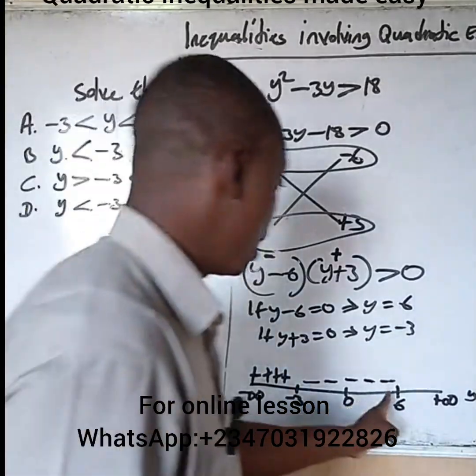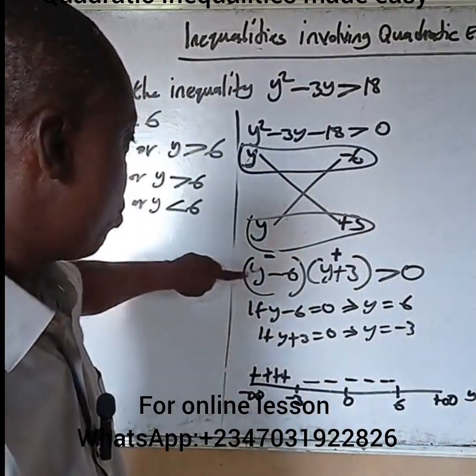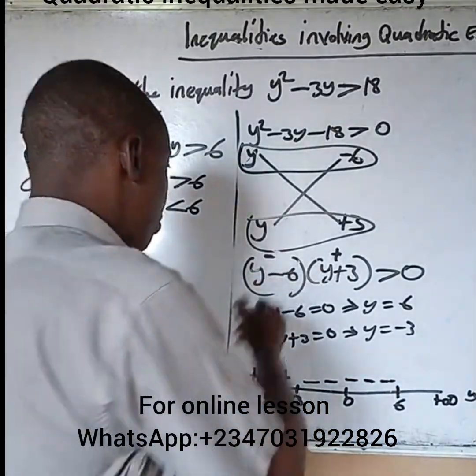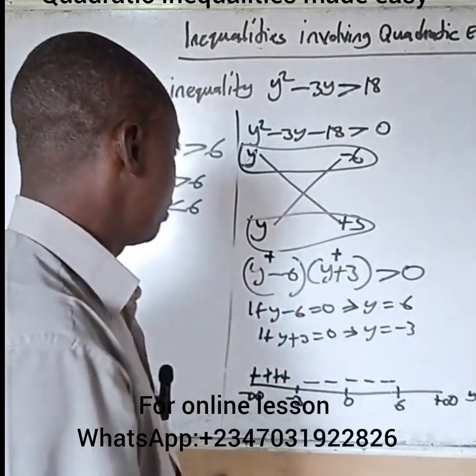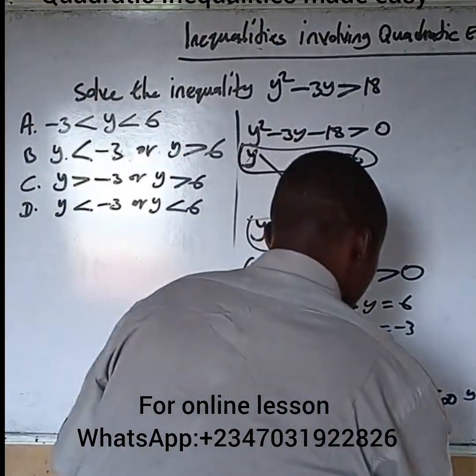Now let's come to numbers greater than 6. Let's take the first number, which will be 7. So let's put 7 here. 7 minus 6 is 1, that is positive. 7 plus 3 is 10, which is also positive. And plus times plus is plus, and plus is greater than 0, which means here will be plus.